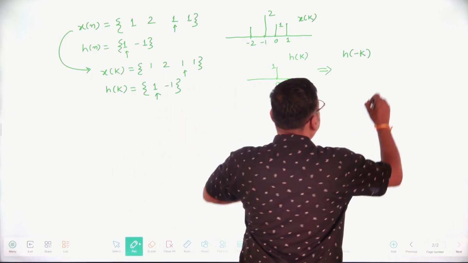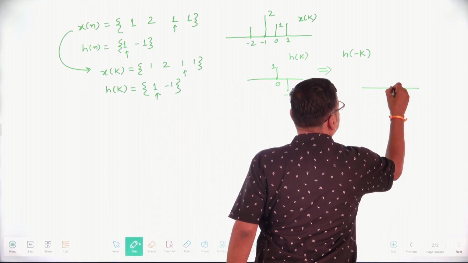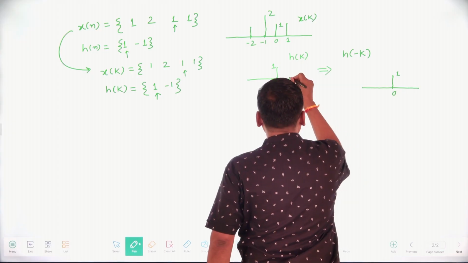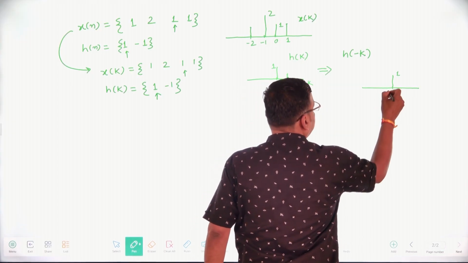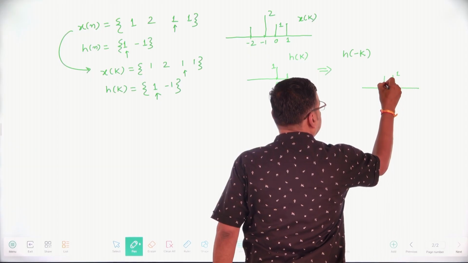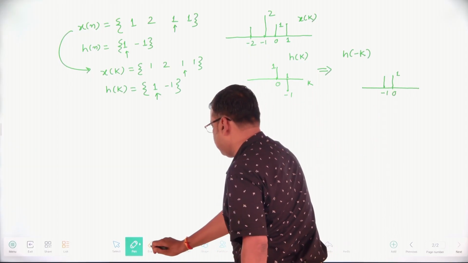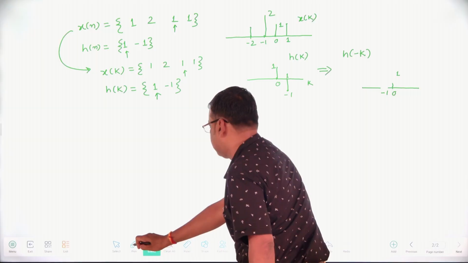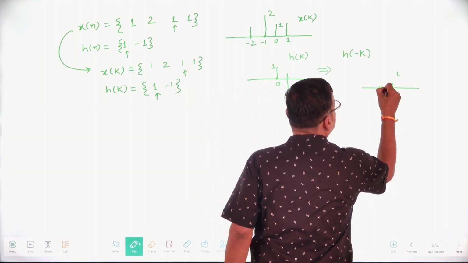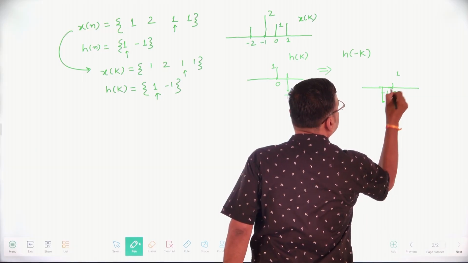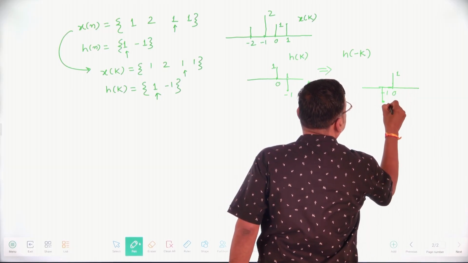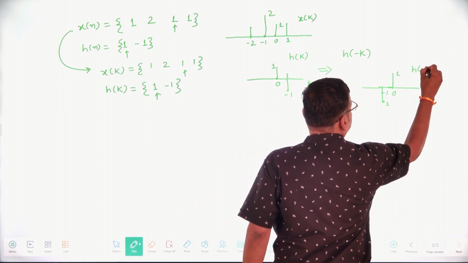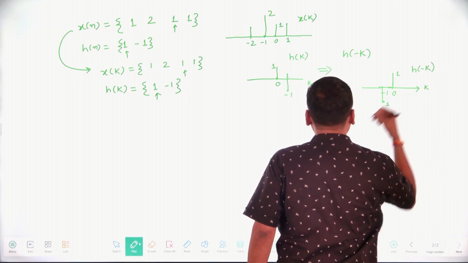If you fold h of k like this, whatever is at 0 stays as it is, this is 1. Whatever is at minus 1 here, this is your 1, it becomes minus 1 here. This is your h of minus k.